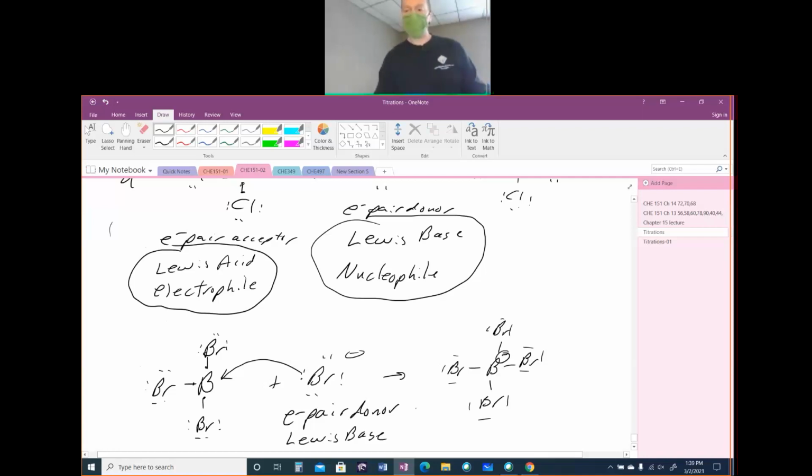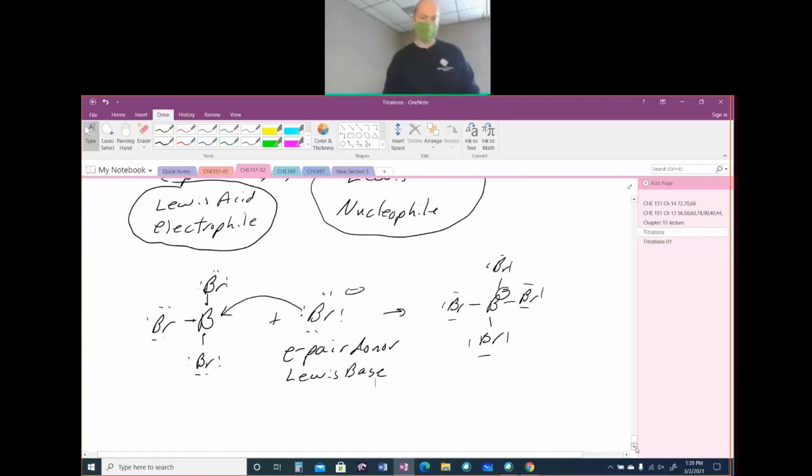And you see that the boron accepted the electron pair, so the electron pair acceptor is your Lewis acid. All right, so you have to know what a Lewis acid and a Lewis base is. Lewis base, electron pair donor. Lewis acid, electron pair acceptor. That is 1540.